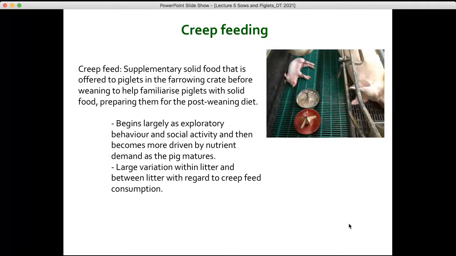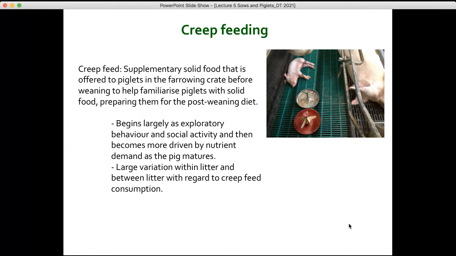Okay, so now we'll just touch on, I thought this would be a quick lecture, but I seem to have yabbered on for a bit, sorry about that. So creep feeding is another technique that you will see in the farrowing house. Creep feeding is where you offer solid food to piglets in the farrowing crates or pens before weaning. And the idea is to familiarize them with the concept of solid food.